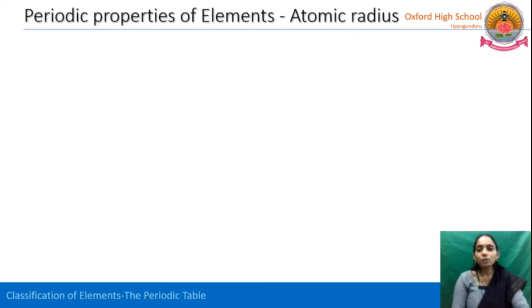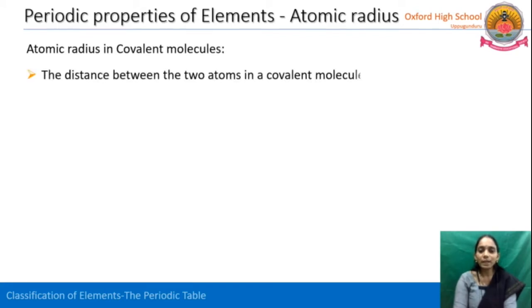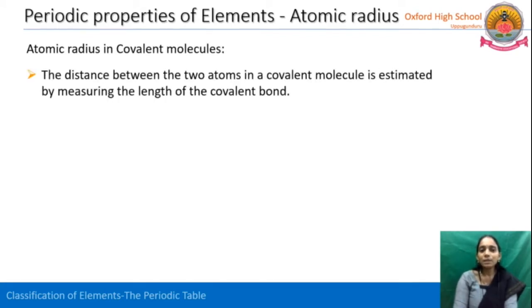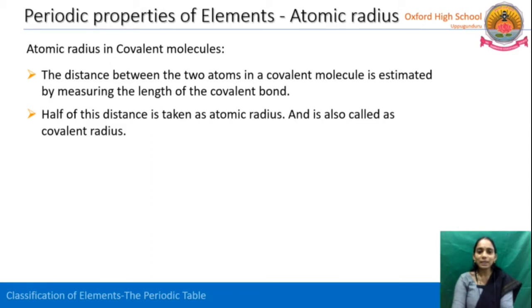Just now we have seen how to calculate the atomic radius for solid state molecules. Likewise, for covalent molecules also we can calculate the atomic radius. The distance between the two atoms in a covalent molecule is estimated by measuring the length of the covalent bond, because the bond length we can calculate here. Half of the length is taken as the atomic radius.